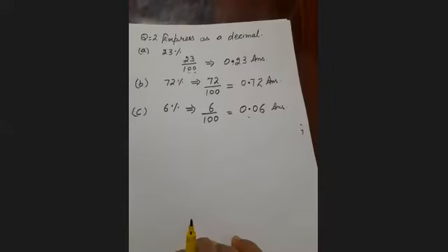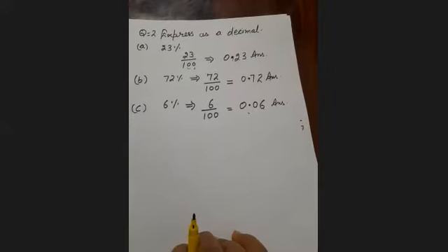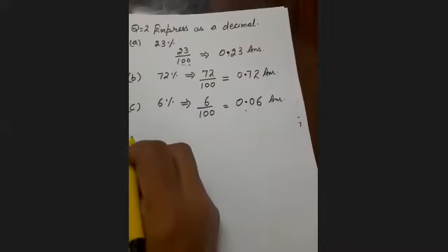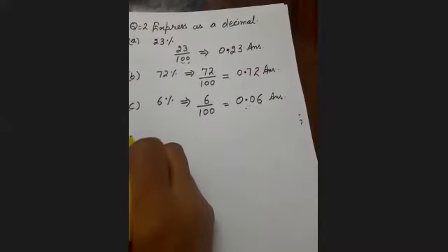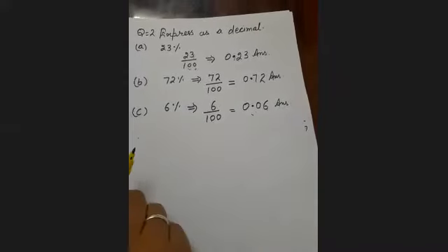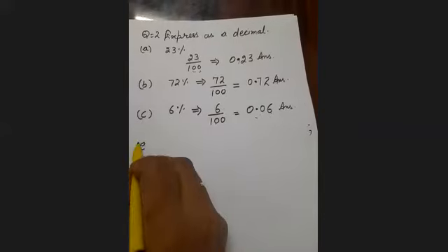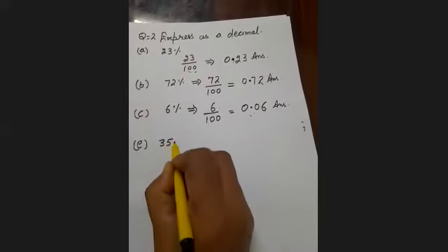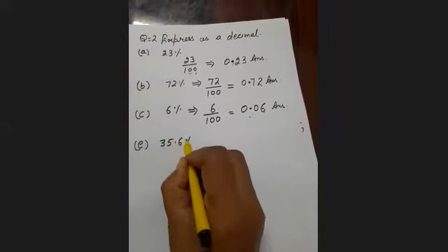Clear, students? Next is part D. Sorry, next we'll discuss part E, 35.6%.